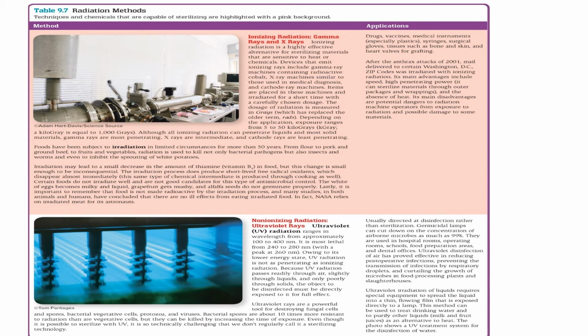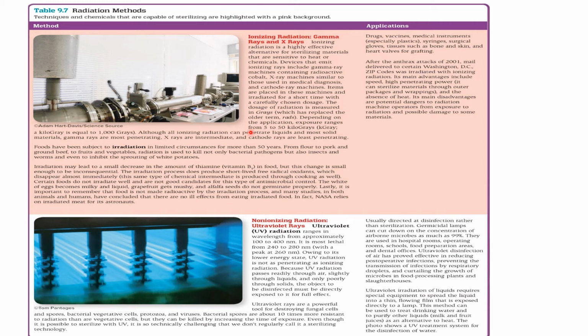Now we're going to talk about radiation. Radiation is another physical method that we use to disinfect surfaces. There are multiple types of radiation that we can use, things like gamma rays, X-rays, or UV rays. Gamma rays and X-rays are much stronger than UV rays, and they can penetrate through several different types of surfaces.